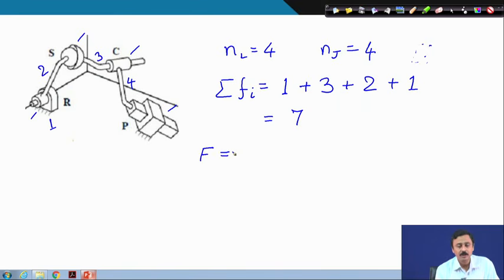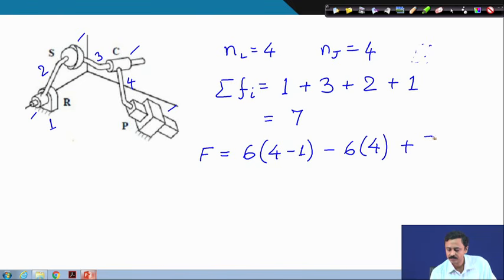So, therefore, degree of freedom now, because this is a spatial kinematic chain, we have 6 times number of links minus 1 minus 6 times number of joints plus summation of degree of freedom of individual joint. This gives us 18 minus 24 plus 7, and that gives us 1. Therefore, this spatial kinematic chain has 1 degree of freedom, and this is how we calculate degrees of freedom of spatial kinematic chains.